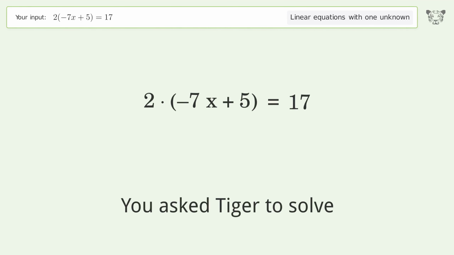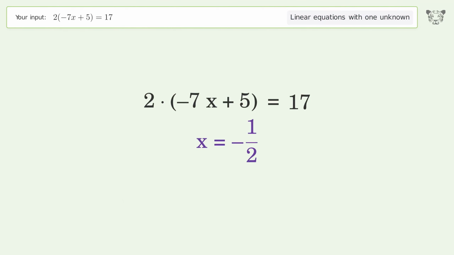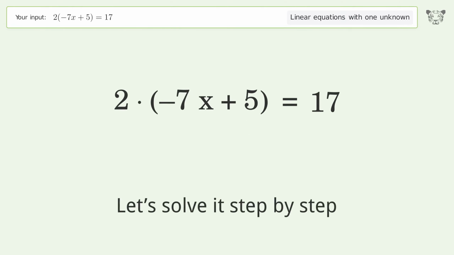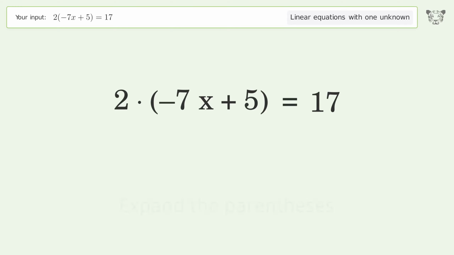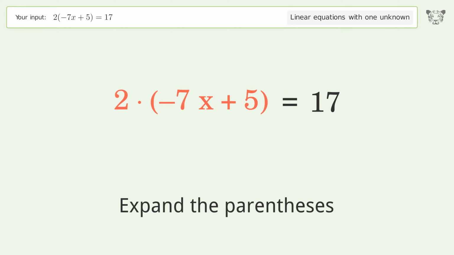You ask Tiger to solve. This deals with linear equations with one unknown. The final result is x equals -1/2. Let's solve it step by step. Simplify the expression. Expand the parentheses.